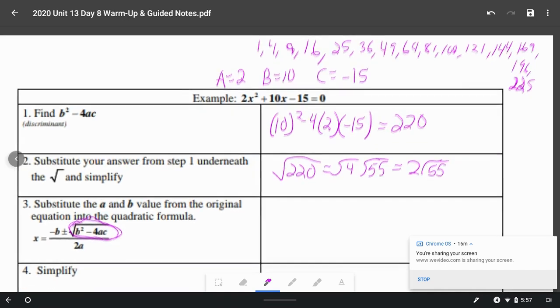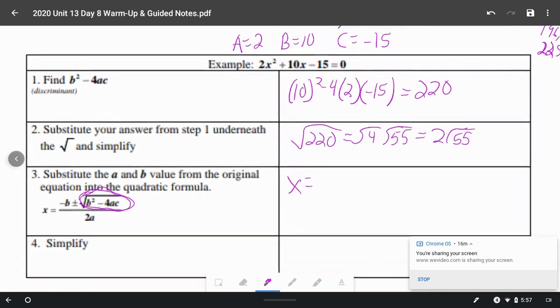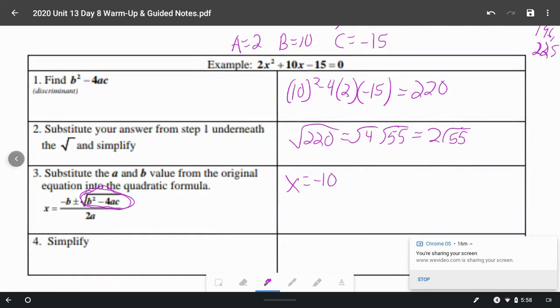So from there, we're going to substitute the rest of it in. So the rest of it is just on the left side there. So it'll be x equals opposite of b. So b we said was what, 10? So now opposite of b would be negative 10. We know that the plus and minus sign is going to be this 2 root 55. And the bottom is 2 times a, so it's 2 times 2. So in the end, that gives me negative 10 plus or minus 2 root 55 all over 4.